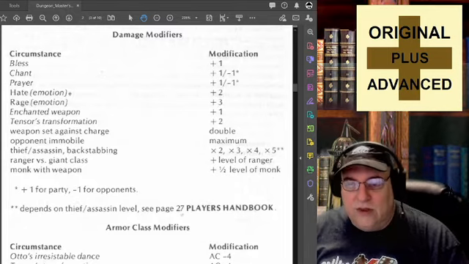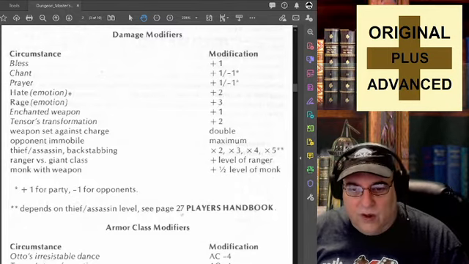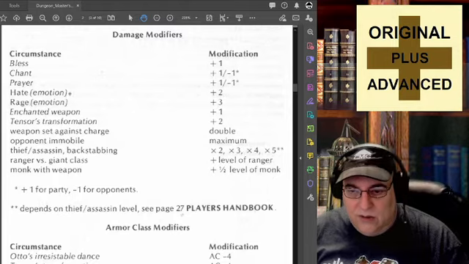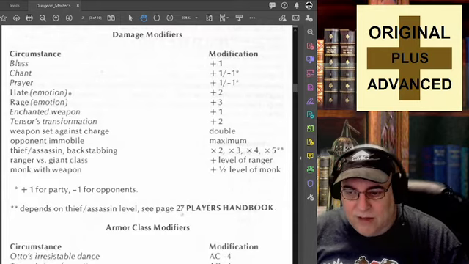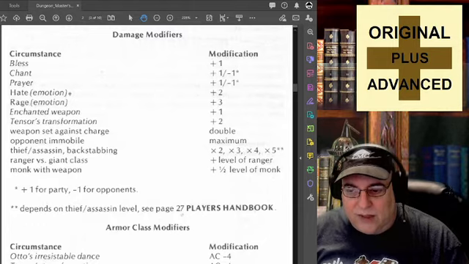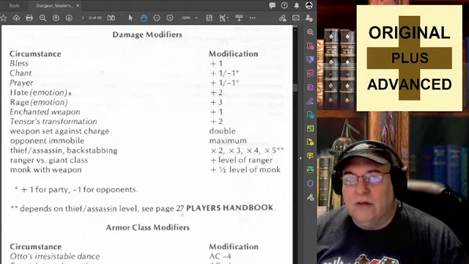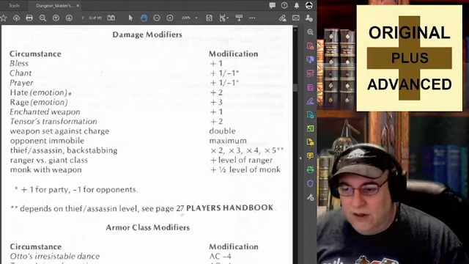And we move on to damage modifiers for various spells and stuff, but also thief backstabbing reminds you that depends on the levels. Check out the player's handbook. Now notice this is mentioning page 27 of the player's handbook, first edition. So there you go.